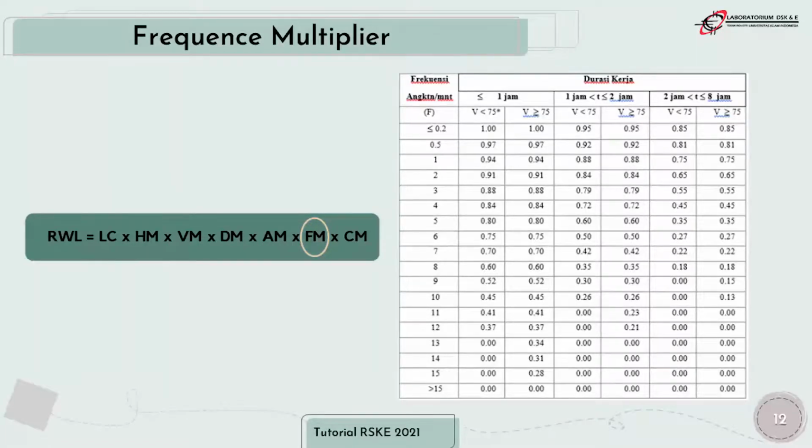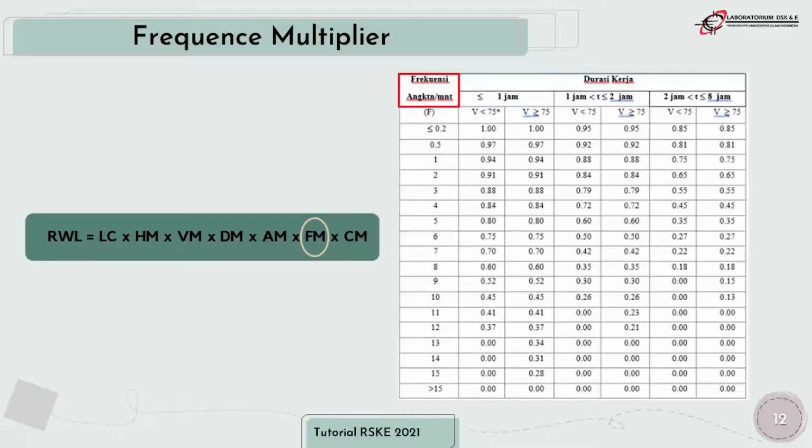Now I will explain how to read the frequency multiplier table. For example, in the case study, you have to do one lifting activity in 1 minute. Then the duration of the lifting work is 1 hour. Okay. The first step you have to do is to calculate the frequency value, which is the number of the lifting activities divided by the time of the lifting. Based on the previous example, the lifting is just one time every 1 minute.